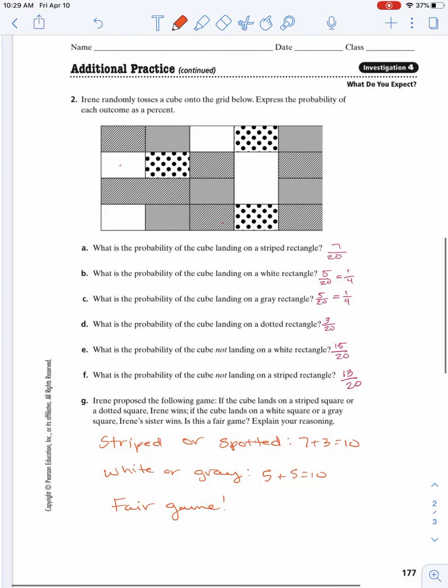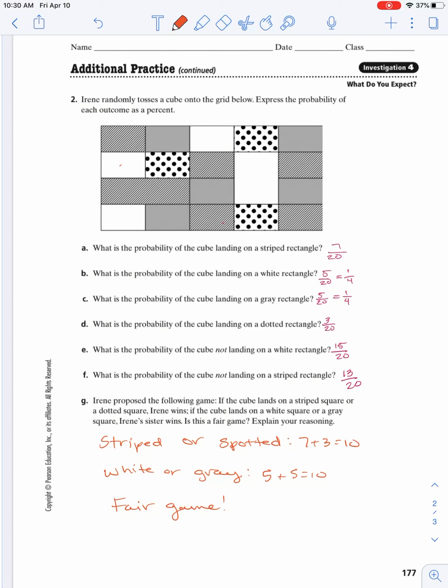Okay, I hope that that is helpful. I'm going to scroll along here to our next practice page. Irene randomly tosses a cube onto the grid below. Express the probability of each outcome as a percent. So far I've just done them as fractions. Just a reminder, we divide our numerator by our denominator to get the decimal that then tells us our percent. So we'll do that here in a second.